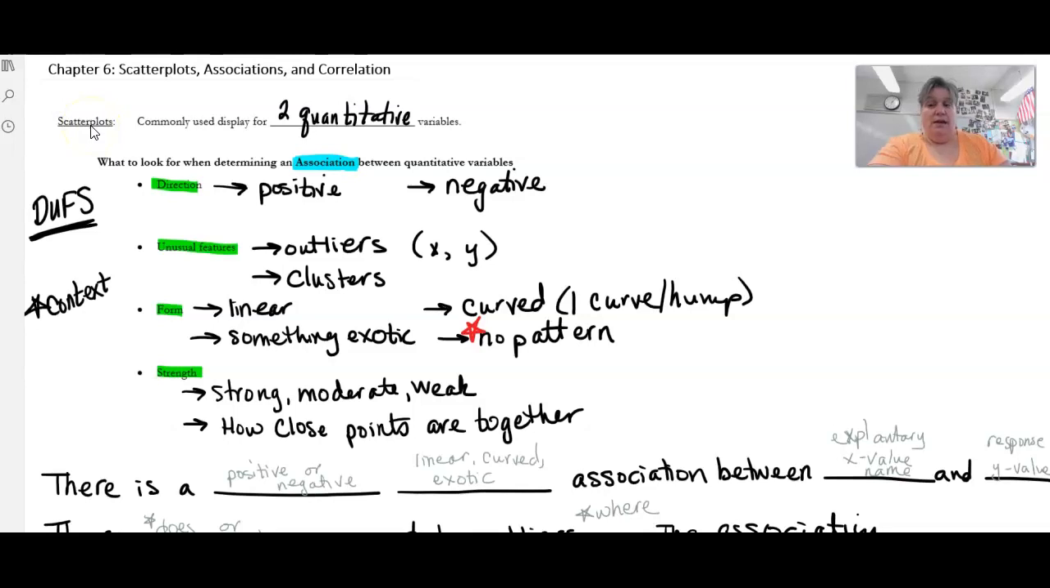But the big takeaways are you have to make sure you talk about it as an association. Do not say distribution. You have to make sure that you have your context, and you have to make sure that you cover all of your DUFs. Sometimes I like to call it doofus. Everybody remembers a doofus, right?